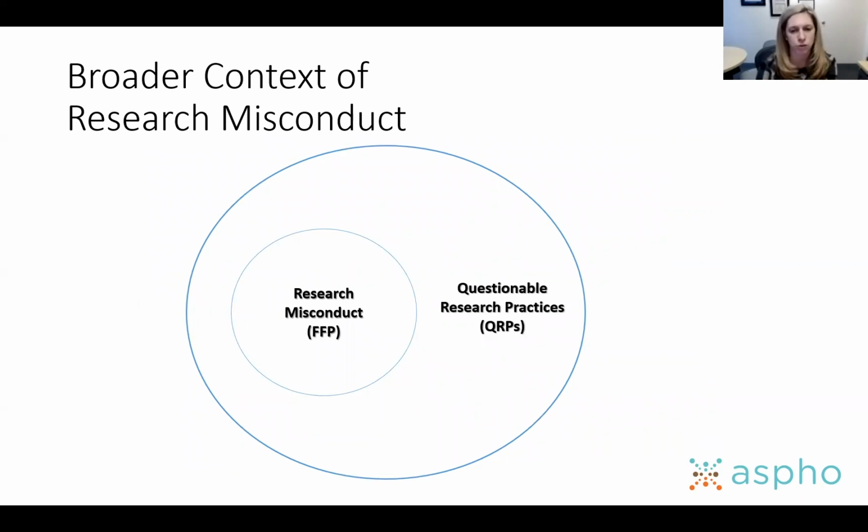When it comes to research misconduct, you can see here that it is a small bubble situated within a larger population of activities known as questionable research practices. So QRPs is a broader category of activities which are questionable. Only a subset of them are actually fully research misconduct to the extent that we talked about on previous slides, but there are some questionable research practices that maybe fall short of these labels, but are still worthy of consideration.